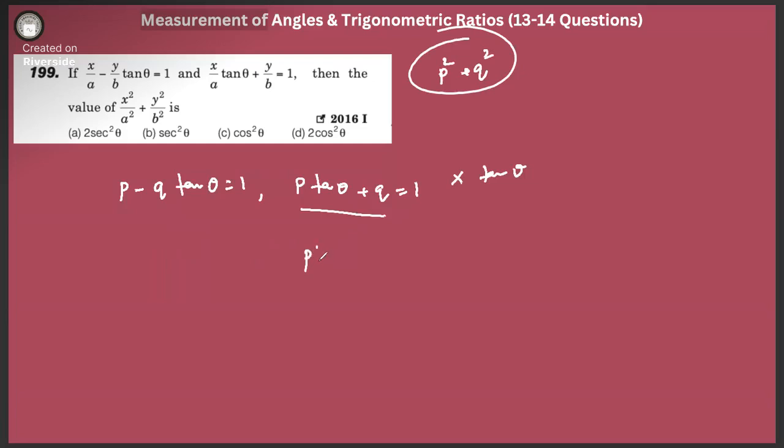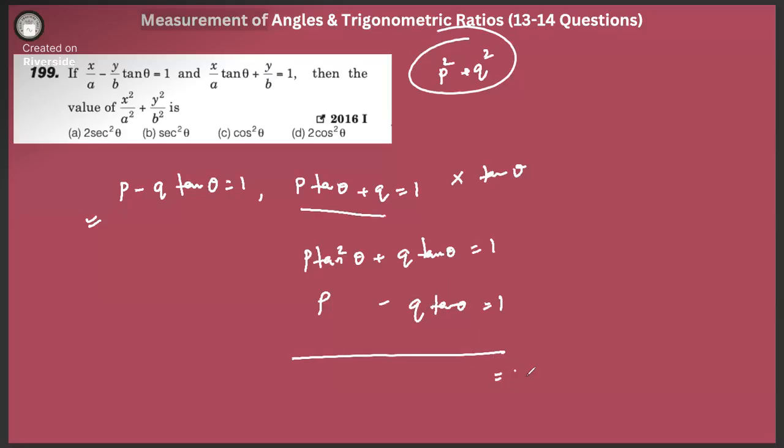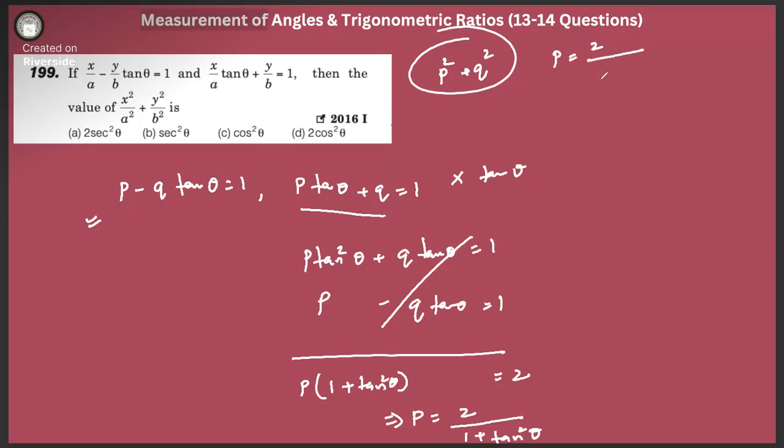If you do, it becomes P tan square theta plus Q tan theta is equal to 1. Okay, this is how it becomes. Now over here, bringing in the first equation, P minus Q tan theta is equal to 1, right? Now if we add this, it will become 2. The Q terms get cancelled and P into 1 plus tan square theta, which means P is equal to 2 divided by 1 plus tan square theta. This is the value of P. Let's just hold on, we'll solve it. Now we got the value of P.